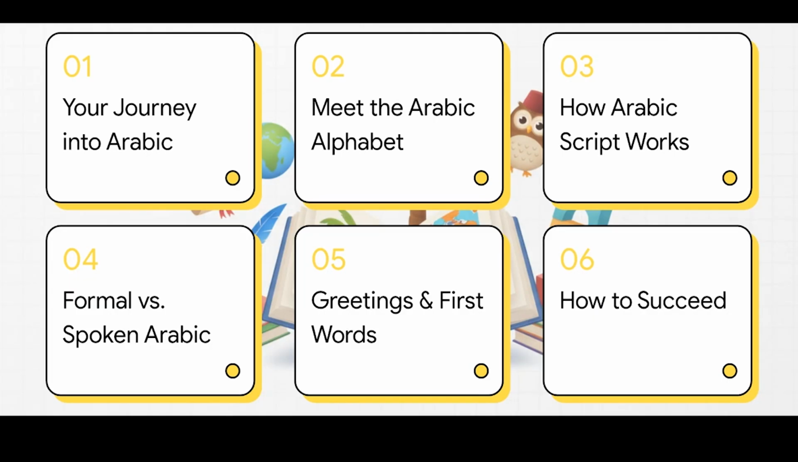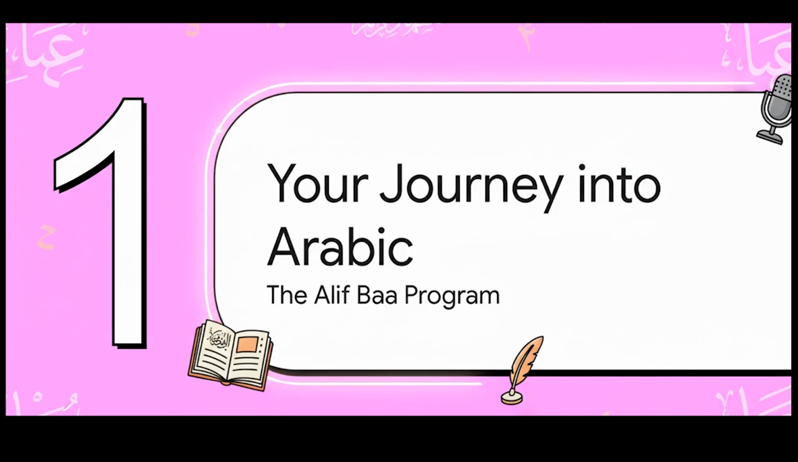So, here's our game plan. First, we'll talk about the Alif Baa program itself. Then, the main event. We'll meet the Arabic alphabet and figure out how the script actually works. After that, we'll get into the super important difference between formal and spoken Arabic, learn a few first words, and wrap up with some really key tips on how to succeed. Okay, let's officially kick things off.